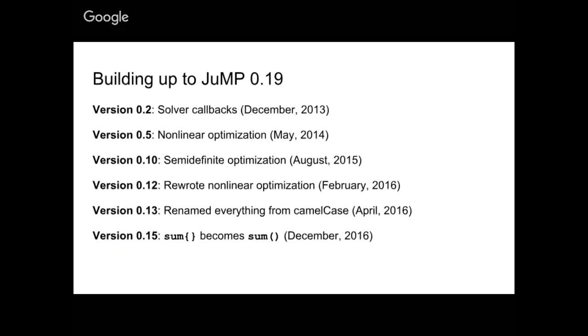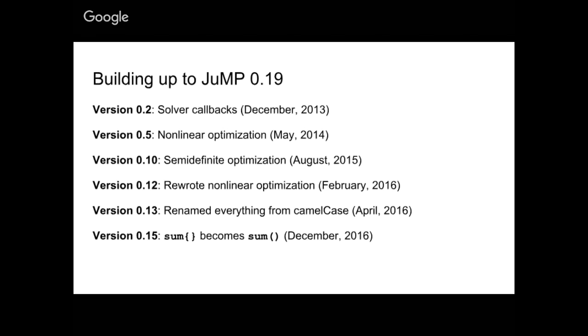Okay, so building up to 0.19, JuMP goes back to 2012. We had a big history of substantial changes to JuMP even before 0.19. So we added callbacks in December 2013. We added nonlinear optimization. We added semi-definite optimization. We rewrote nonlinear optimization. We renamed everything from camel case. The sum with the curly braces became sum with the parentheses.